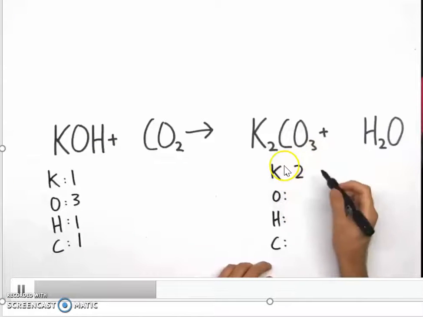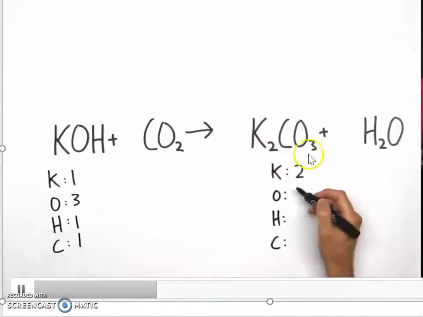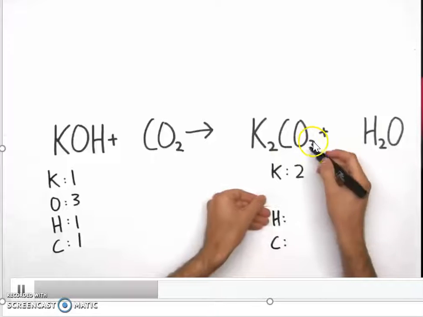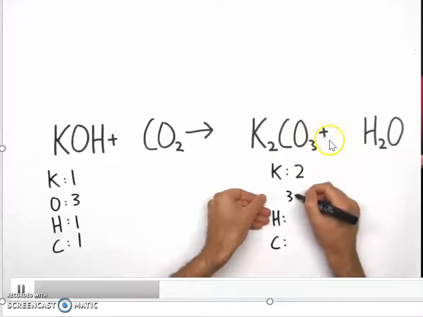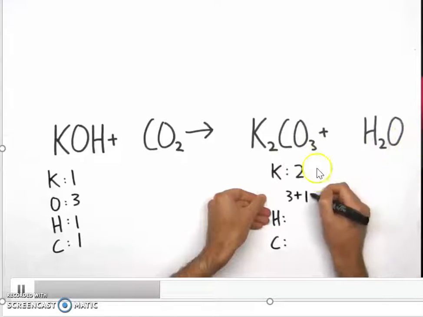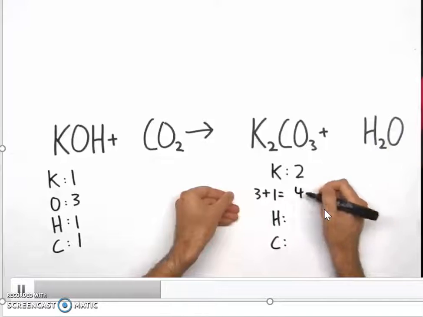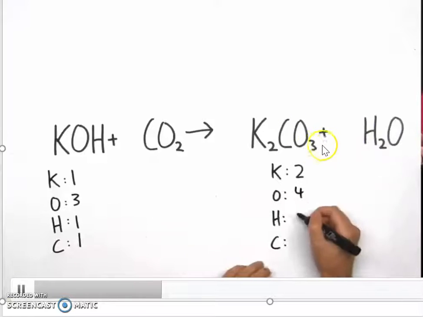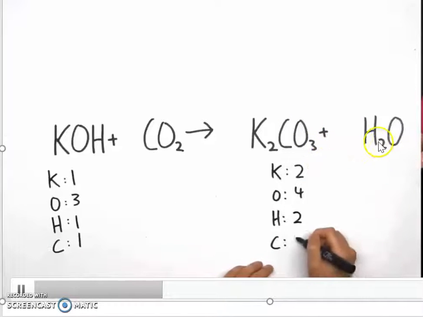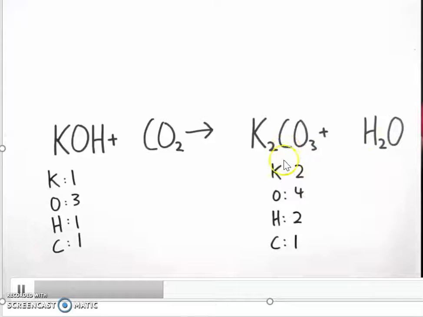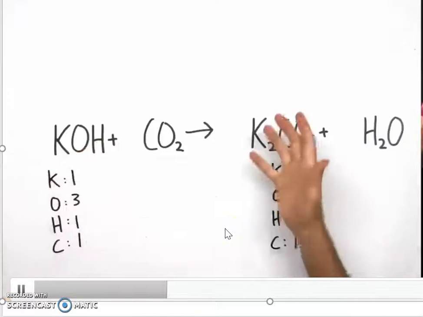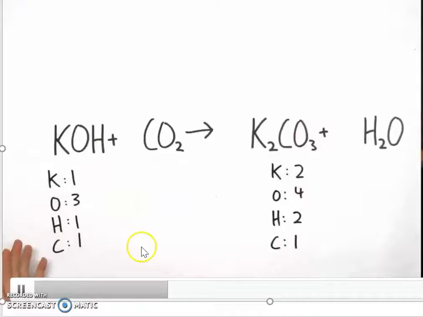Let's go to the product side, 2 moles of potassium. For oxygen, there are 3 moles here plus 1 mole here, a total of 4 moles of oxygen in the product side. For hydrogen, there are 2 moles, carbon is 1. So as you can see, it's not balanced. So let's balance this out. Let's do the trial and error method.